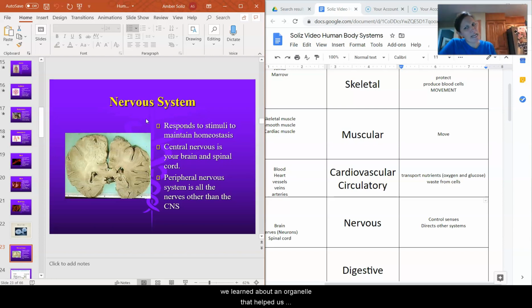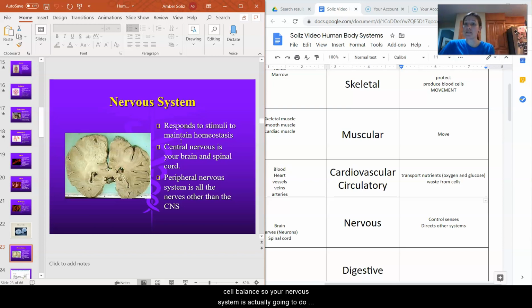We learned about an organelle that helped us maintain homeostasis. Which organelle in the cell helps you maintain homeostasis? Is it the nucleus, the ribosomes, the Golgi, or the plasma membrane? You got it right. It's the plasma membrane. The plasma membrane controls what goes in and out and helps the cell balance.